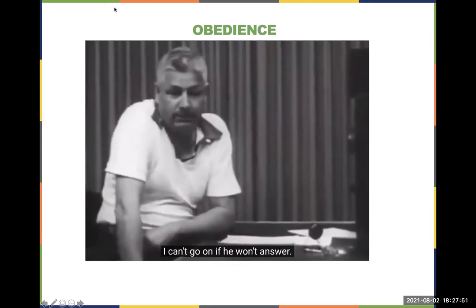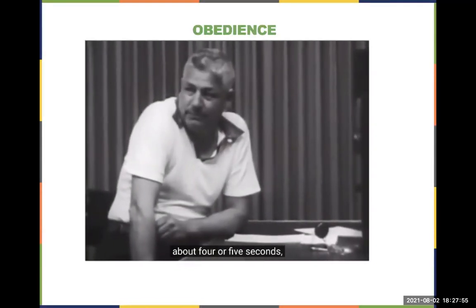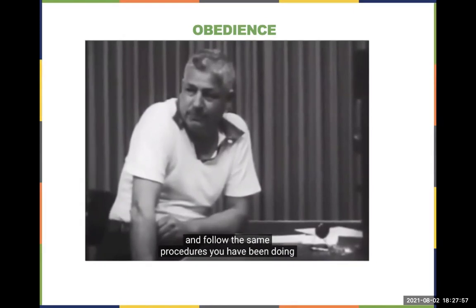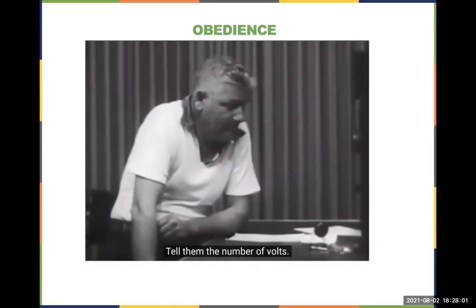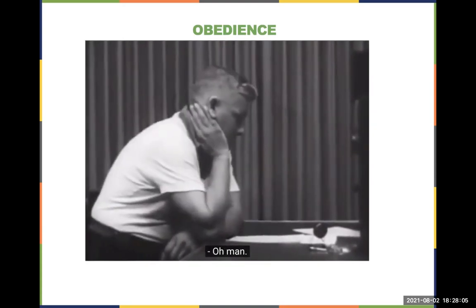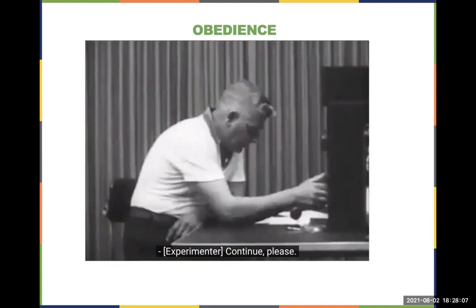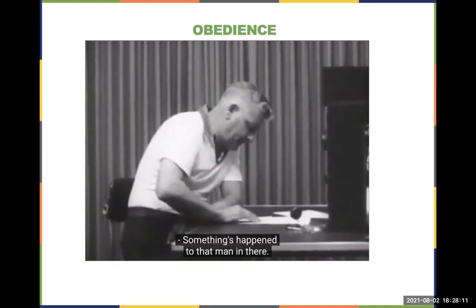I can't go on. He won't answer. If the learner doesn't answer in a reasonable time, about 4 or 5 seconds, consider the answer wrong and follow the same procedures you have been doing for wrong answers. Say wrong, tell them the number of volts, give them the punishment, read them the correct answer. Oh, man. Continue, please. Something's happened to that man in there.